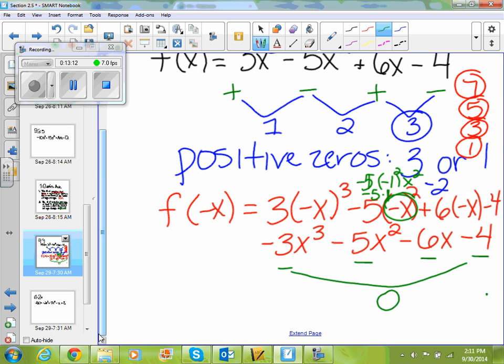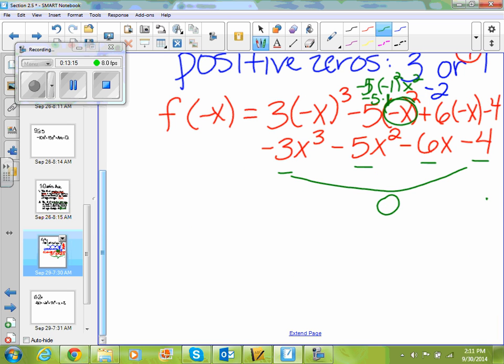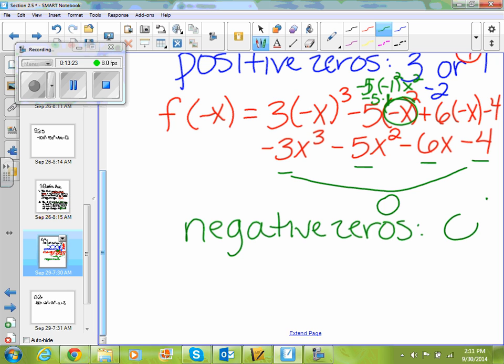Okay, so since we have 0 sign changes, our number of negative zeros is just 0. We have no negative zeros. So we're either going to end up with 3 positive or 1 positive, and we're going to have no negative.